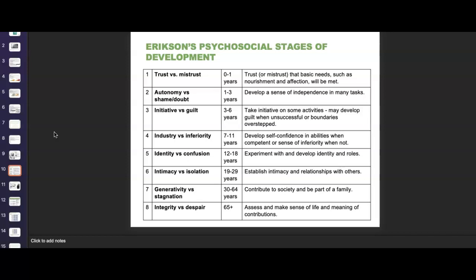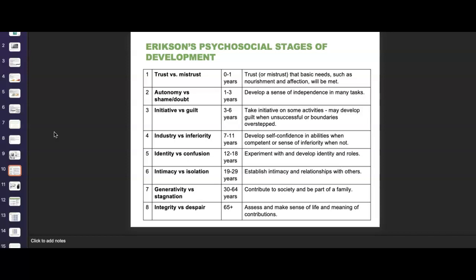Stage 6 is intimacy versus isolation, from 19 to 29 years. This is when you establish intimacy in relationships with others. You may form your first romantic relationship with another. You recognize your relationship with your parents as being more than just caregivers.